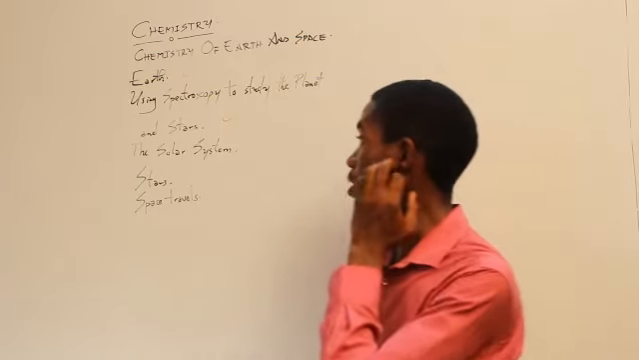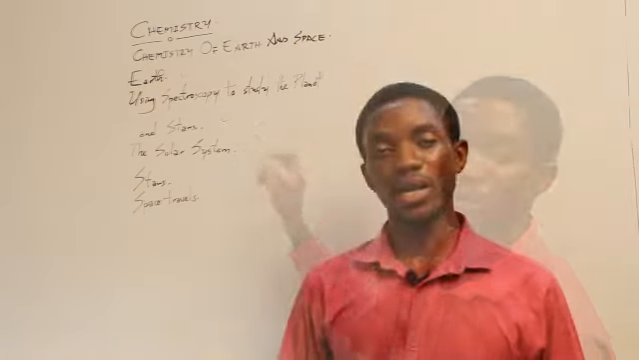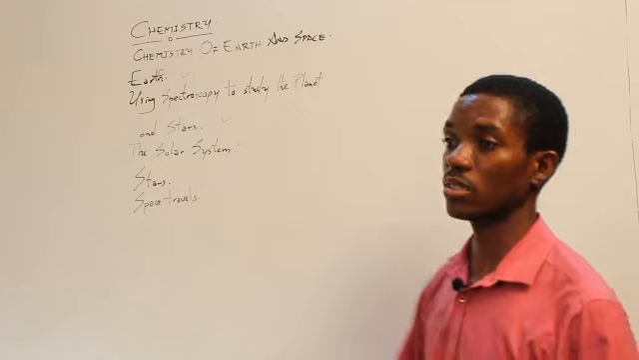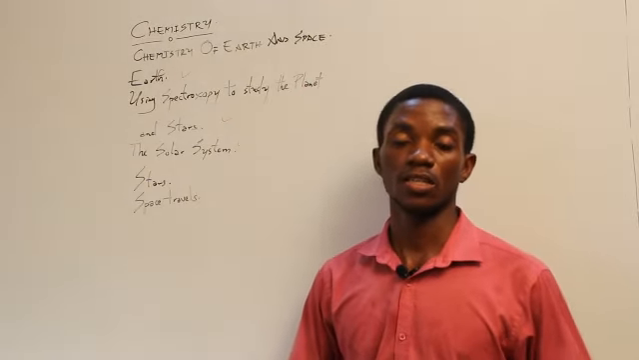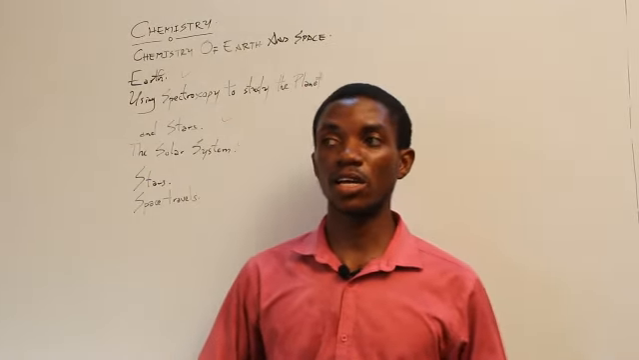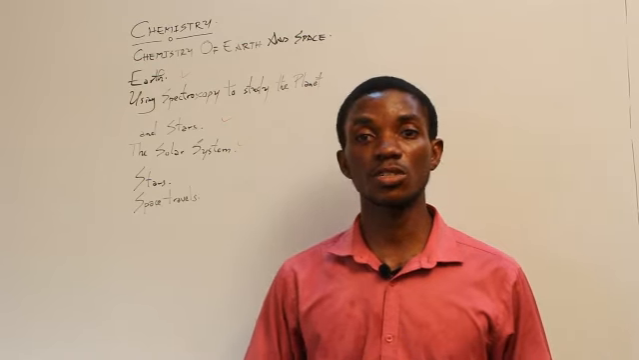Okay, that's that about our solar system. Alright, let's talk about stars. Stars are self-illuminating bodies. I told you earlier that the sun is our star in our solar system.